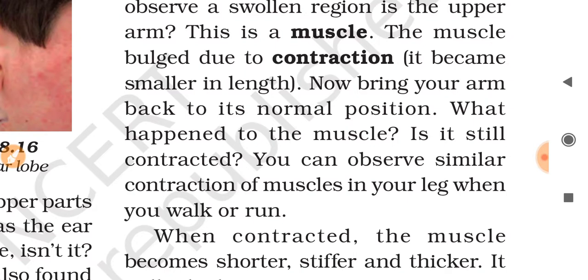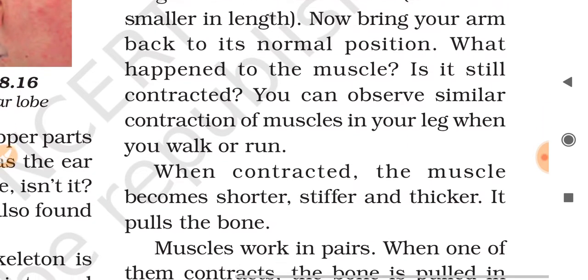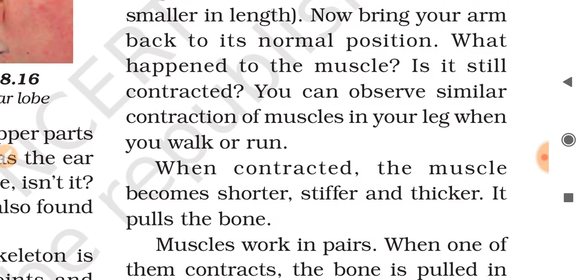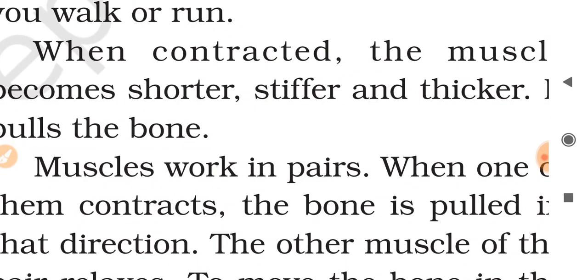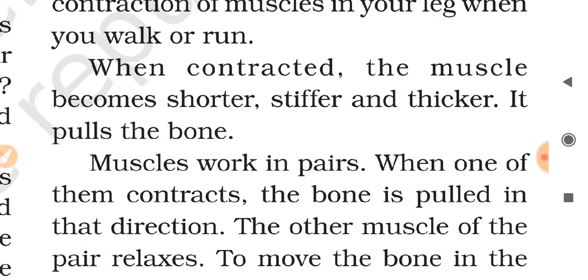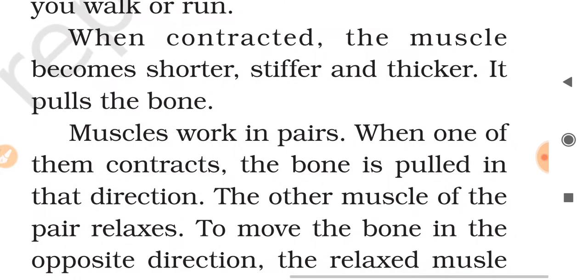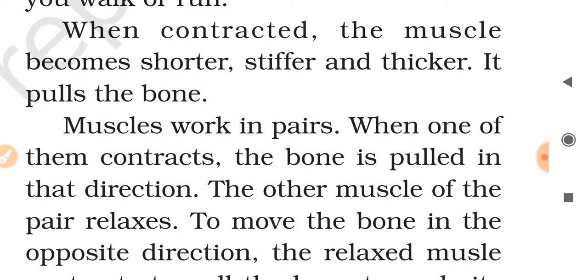Now bring your arm back to its normal position. What happened to the muscle? Is it still contracted? You can observe similar contraction of muscles in your leg when you walk or run. When contracted, the muscle becomes shorter, stiffer, and thicker. It pulls the bone. Muscles work in pairs.